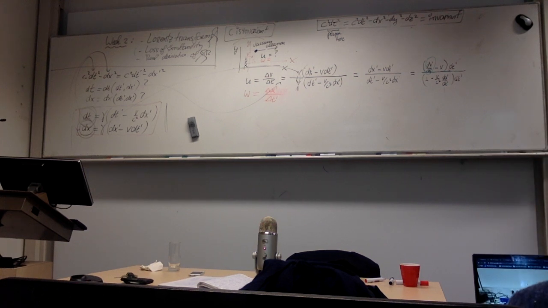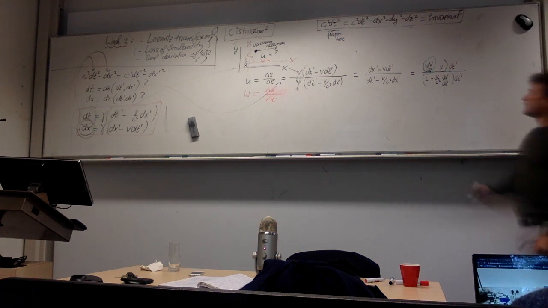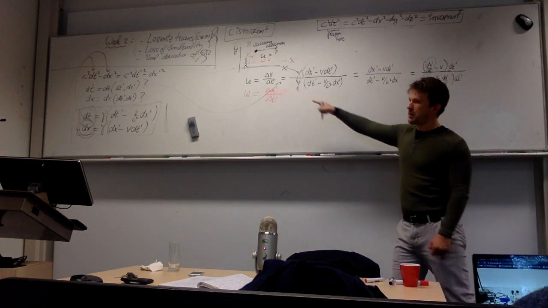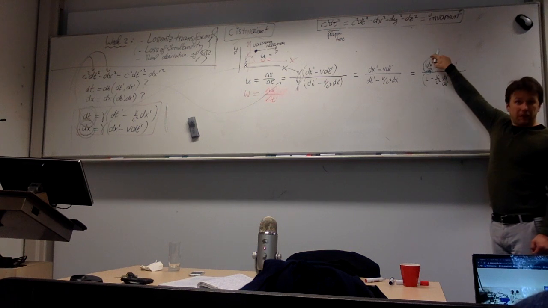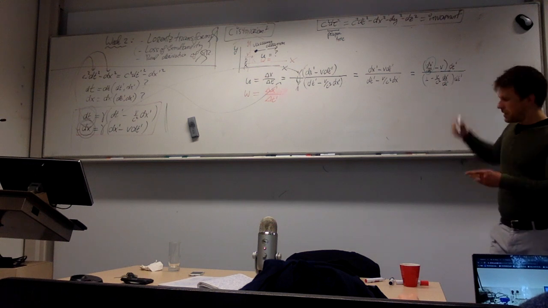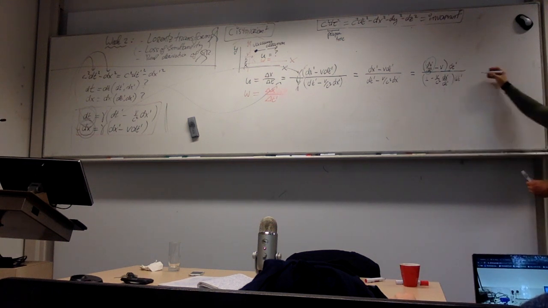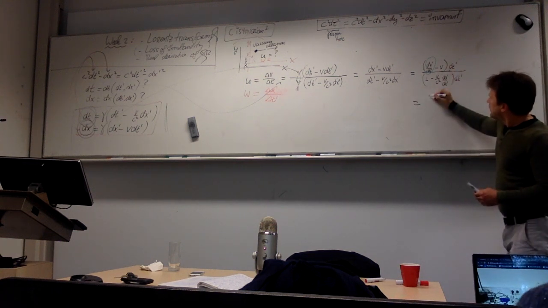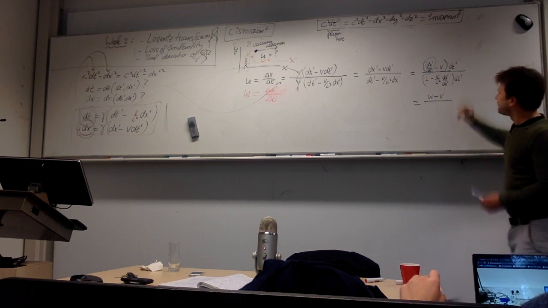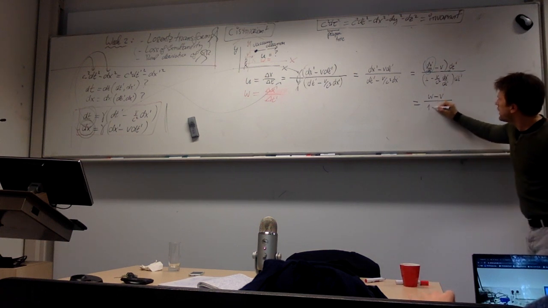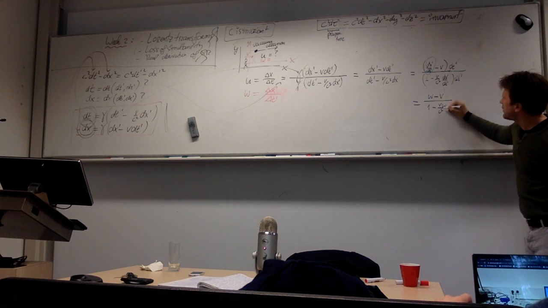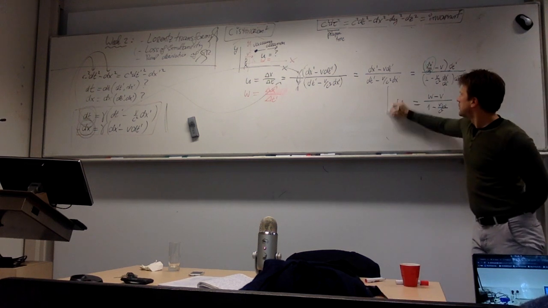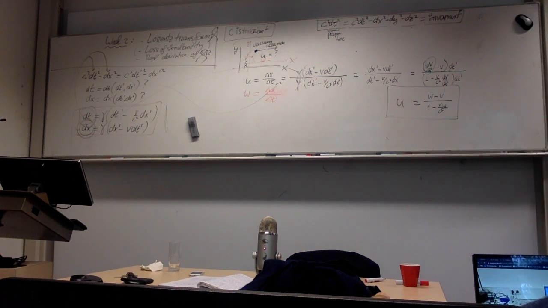The amount of meters that the vacuum cleaner flies as seen in the red system, divided by the amount of time as seen in the red system. Well, that's u. Is it u? No, not u. W. Yeah. This is exactly the velocity with which the vacuum cleaner flies as seen in the red system. Same here. So what do I get? I get W minus V over 1 minus V over C squared W. There you go.